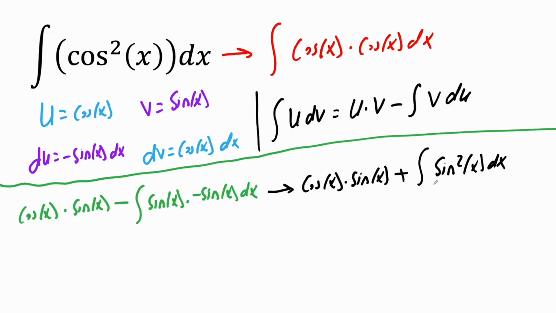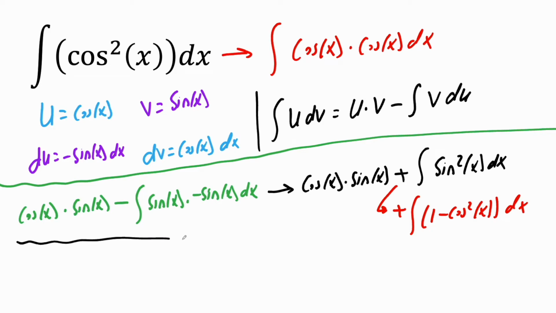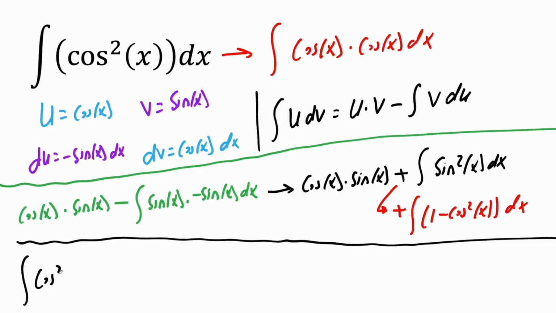Now I'm going to replace sine squared x with its equivalent. So we can say instead the integral (1 minus cosine squared(x)) dx, because sine squared x is equal to this. Now this piece we're still keeping. At this point I'm going to rewrite and we will see something special. So I'm going to keep this piece. So what we're finding is the integral of cosine squared(x) dx is equal to, this piece stays, so cosine(x) times sine(x). And this piece I replace with this.